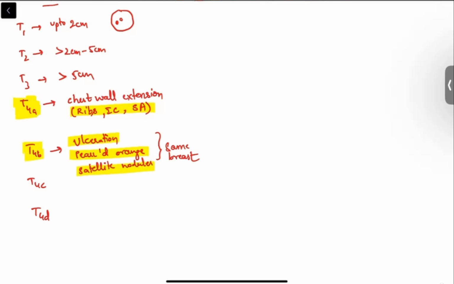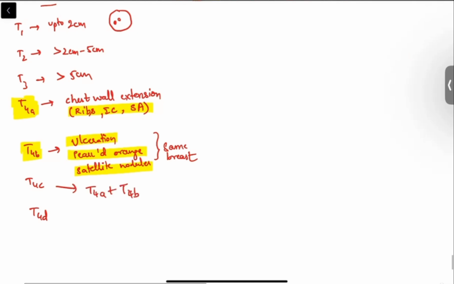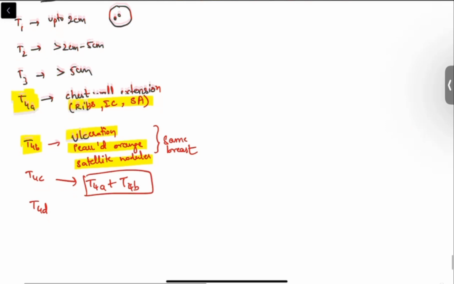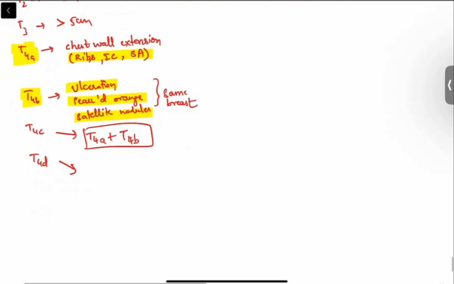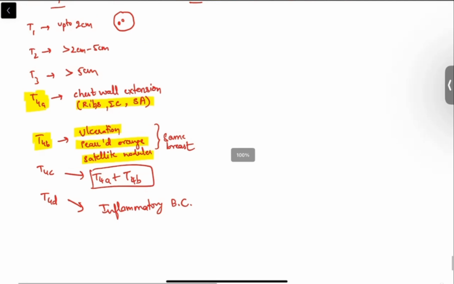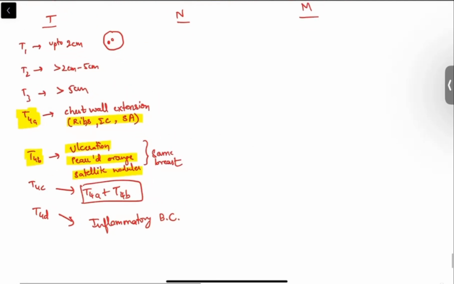T4C is both: it has involved the chest wall, that is T4A, plus it has created an ulceration, that is T4B. Then it is said to be T4C. And T4D is inflammatory breast cancer. So this is T, that is, staging of breast cancer.